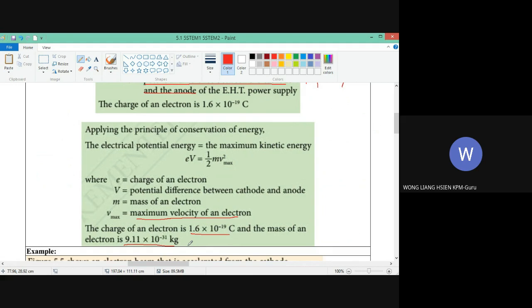That information will be provided. That means you do not have to memorize how much the charge of the electron is, or how much the mass of the electron is. If a question comes out asking you to calculate, either the question will provide you with this information, or it will be written in the list of formulae and constant numbers in front of the second page of the question paper.